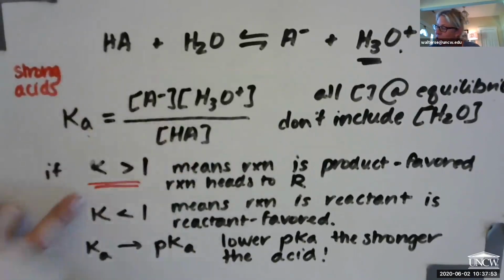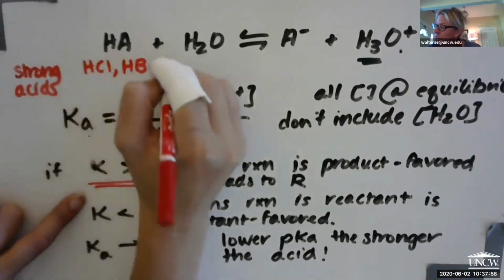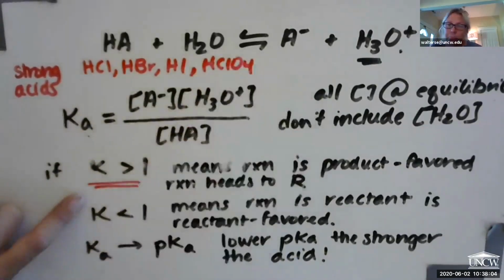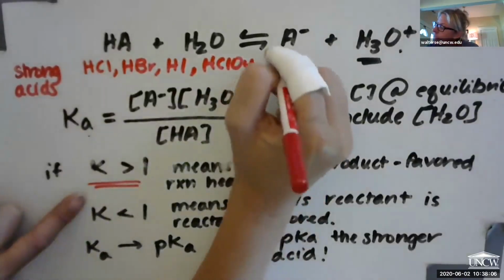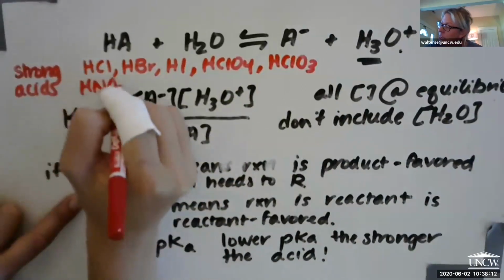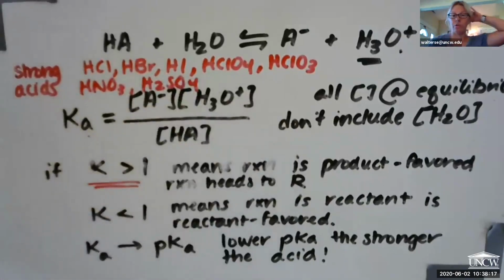So the strong acids are HCl, HBr, HI, HClO4, that's called perchloric acid, nitric acid, and sulfuric acid. So all of those 7 are your strong acids. Now they're not equally strong, but they are considered the 7 strong acids. Everything else is a weak acid.